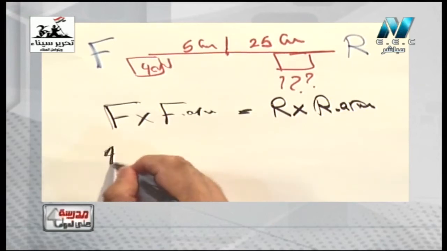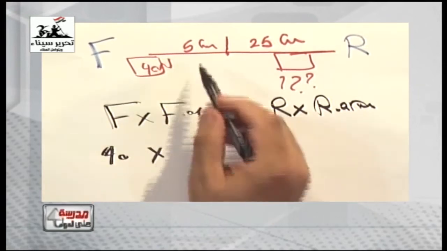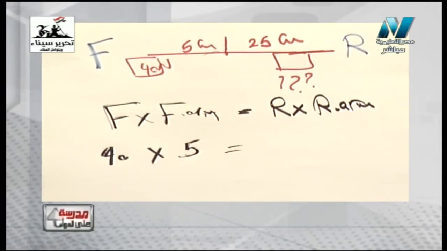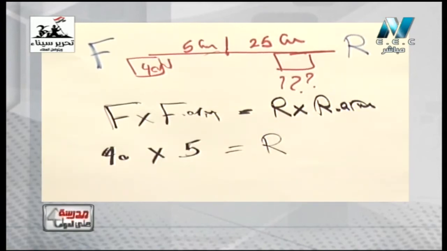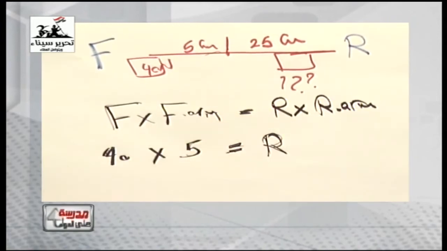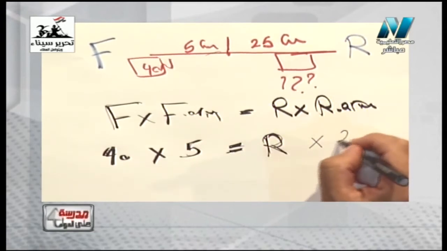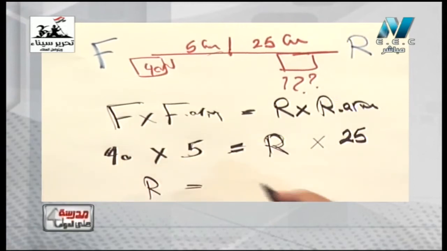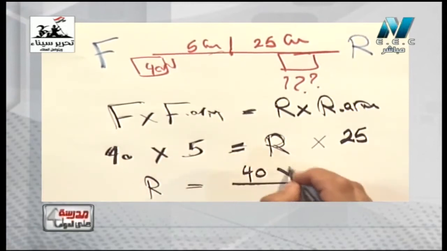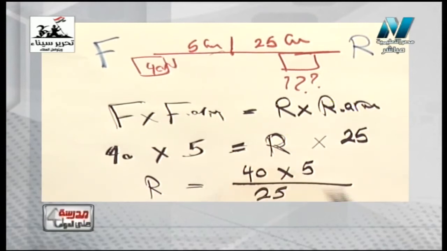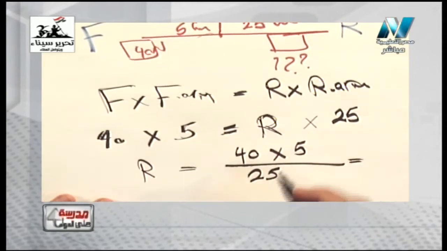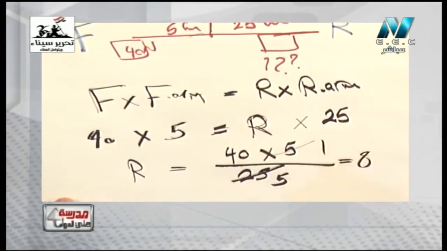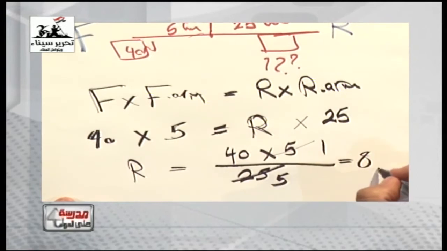The effort force is 40 newton, the effort force arm is 5 centimeter. Resistance is what? I want this resistance. Resistance force arm is 25 centimeter. So resistance equals 40 by 5 divide 25. By calculator, 40 divide 5 equal 8. So it is 8 newton. Again, why newton?